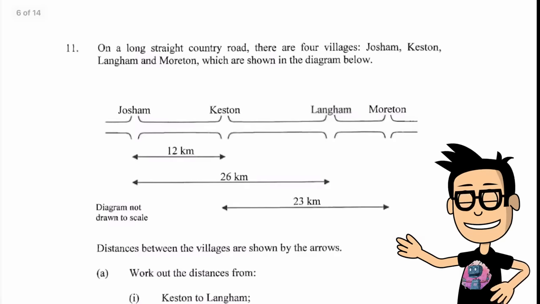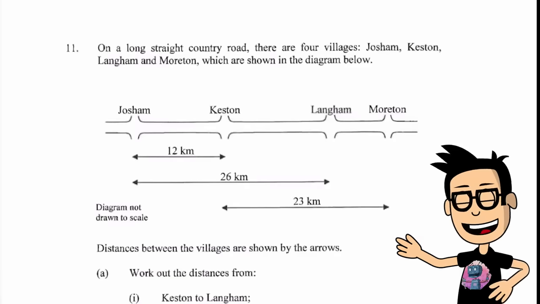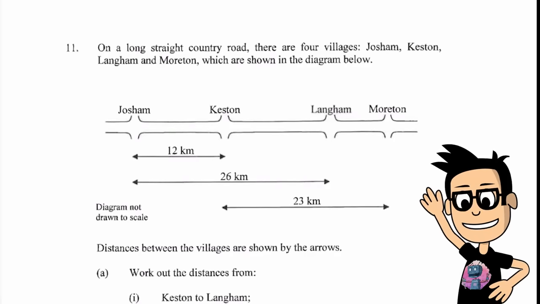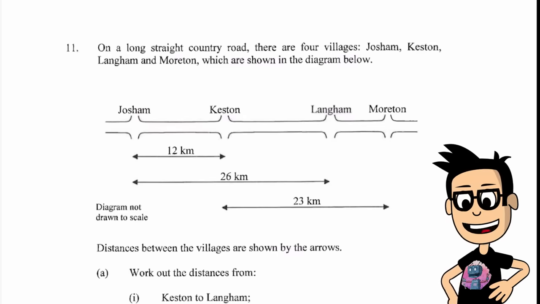Let's now move into question number 11. On a long, straight country road, there are 4 villages: Josham, Keston, Langham, and Moreton, which are shown in the diagram below.